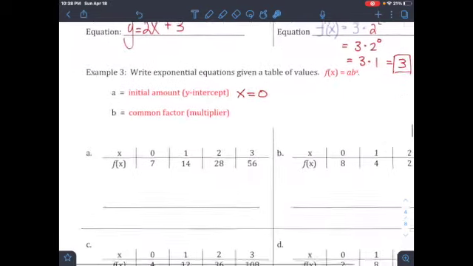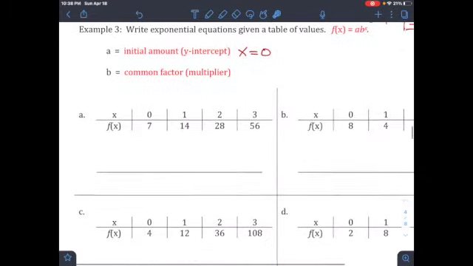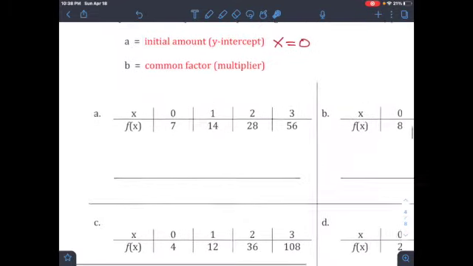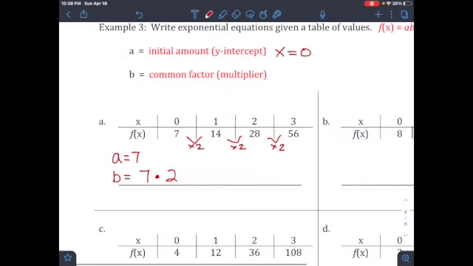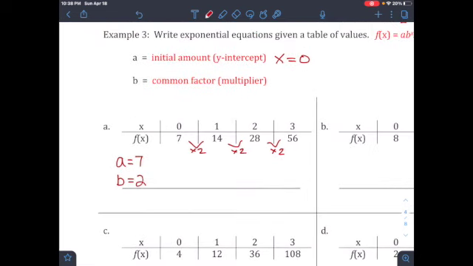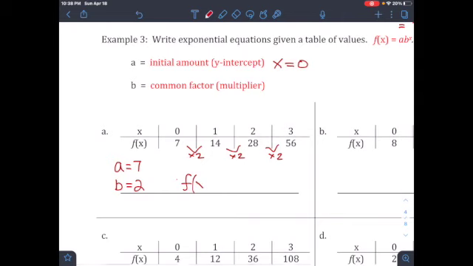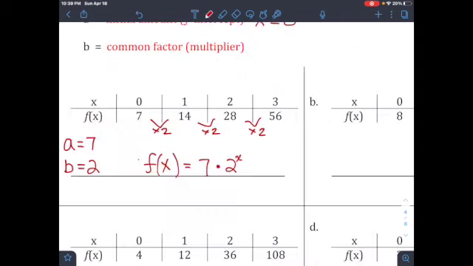Now let's see if we can come up with the right equation. Let's do the first one together. That's A. Your initial value, your a, is going to be 7. And your b, let's take a look: multiply by 2, multiply by 2. So my multiplier is going to be 2. So it's 7 times 2 to the t power. The function is f of x equals 7 times 2 to the x power. That's your function, and you're done.